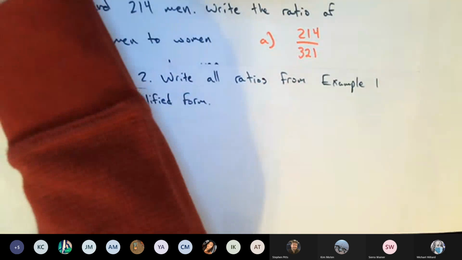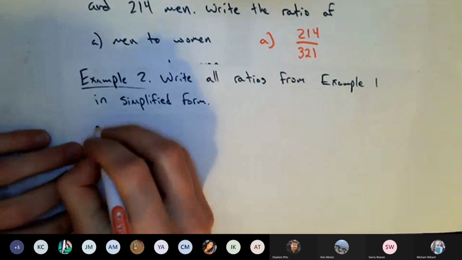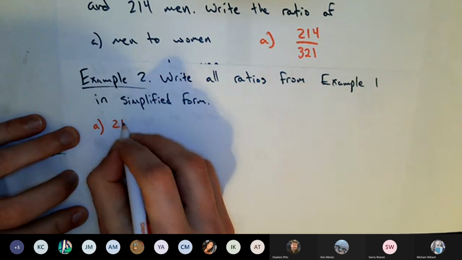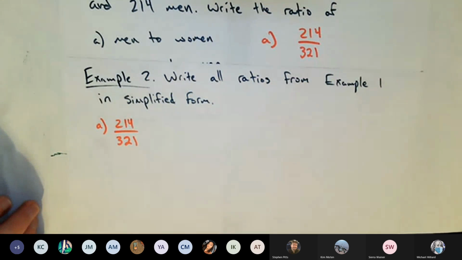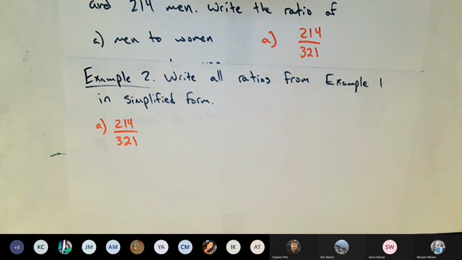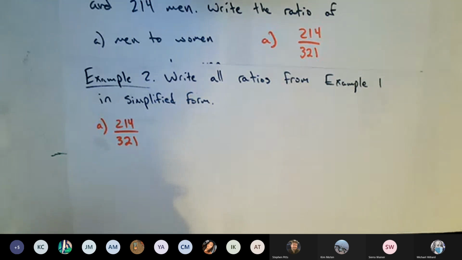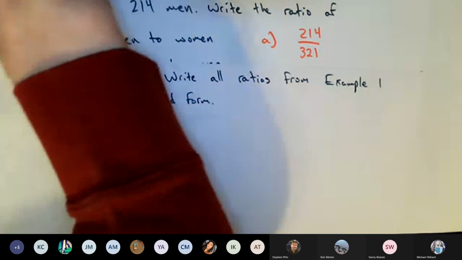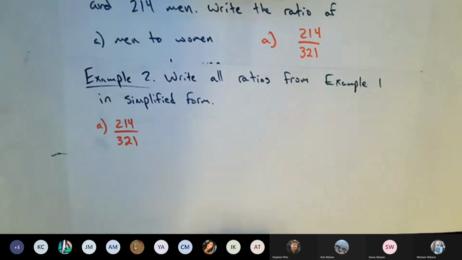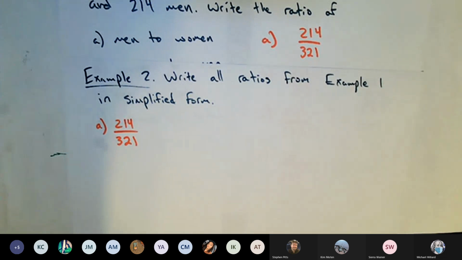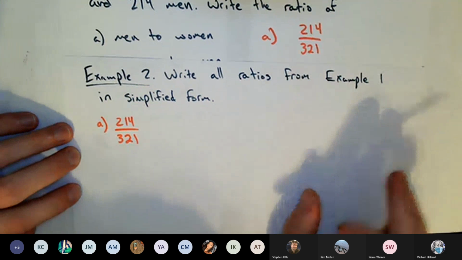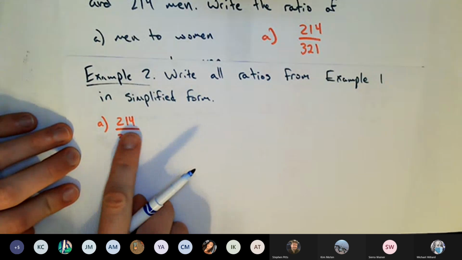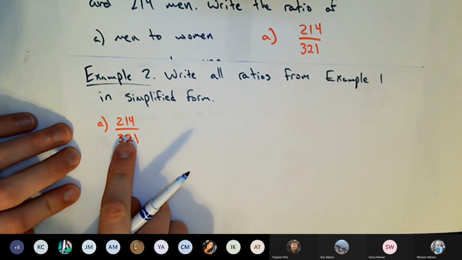Okay, so for part A, we have 214 over 321. So how can I simplify this? I'm trying to think of a number they both have in common, so that I can simplify the fraction, essentially. So what do I do? Well, you could sit here and think about what numbers these have in common. That might take a while.